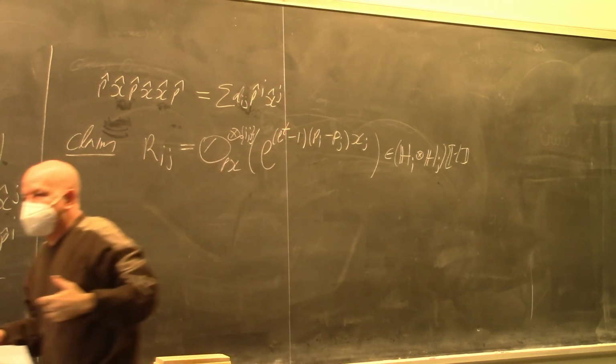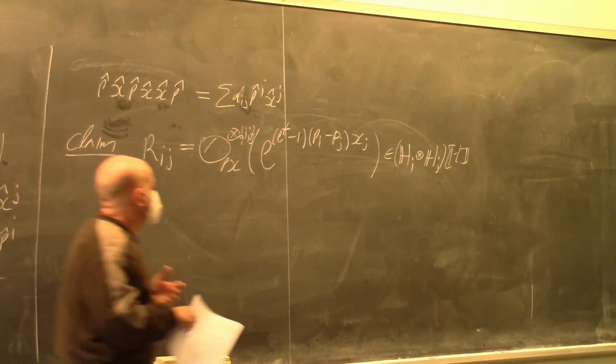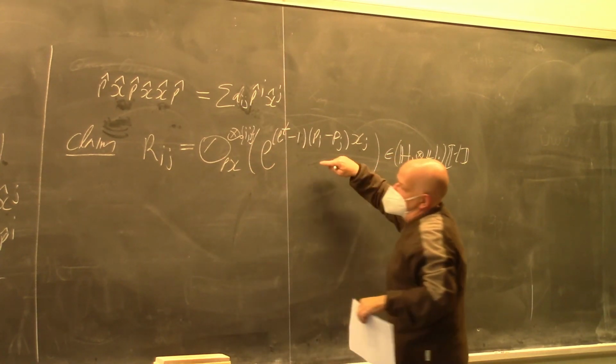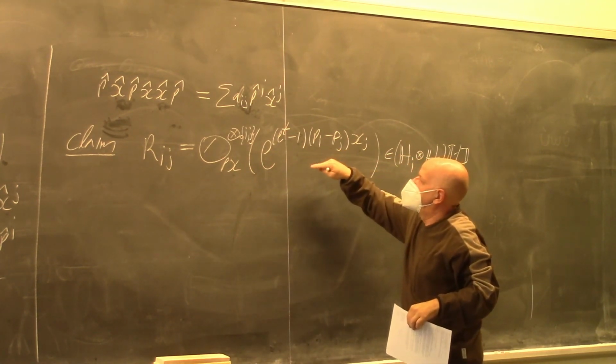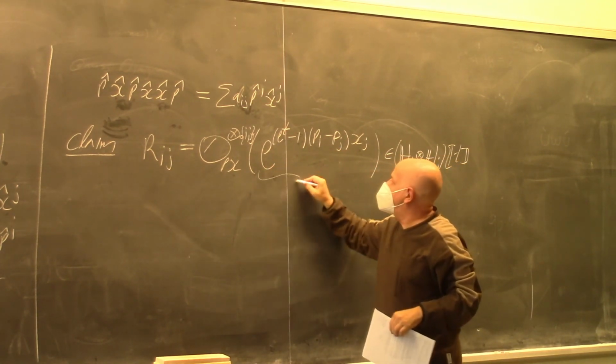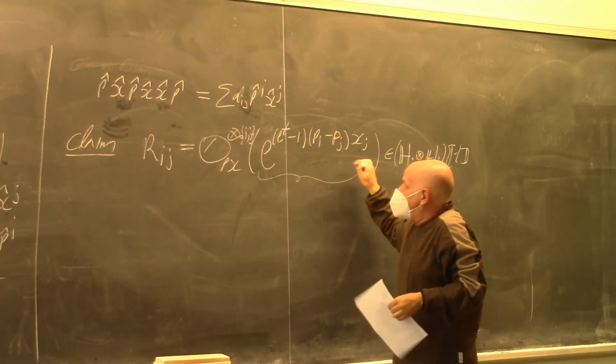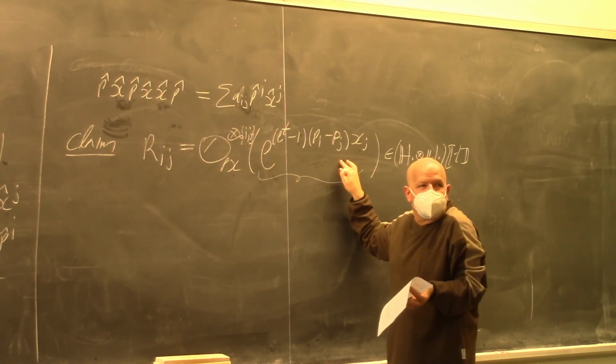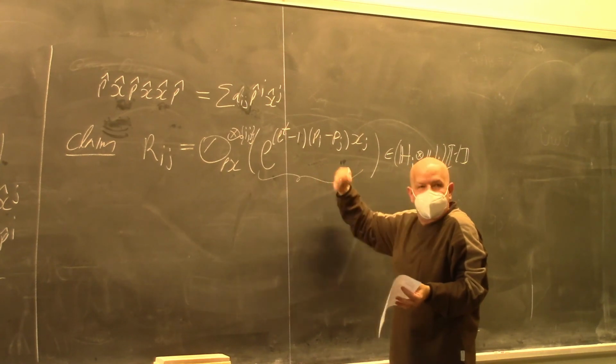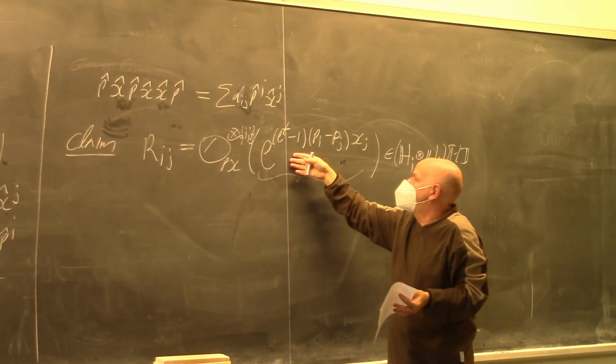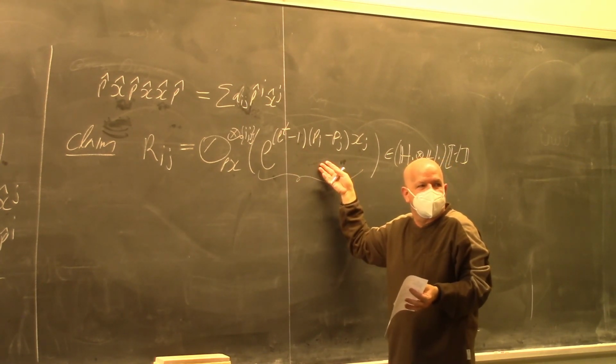Why am I doing this? I'm doing this because, while this might look messy, it's actually a commutative object. And I will develop techniques to work with commutative objects that look like this.